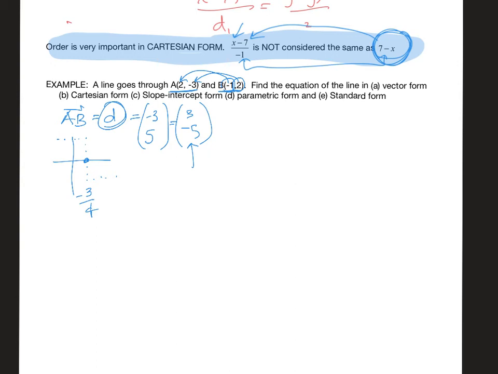Okay, so here we go. Let's do part A. Let's find the equation in vector form. So vector form looks like this. I need a starting point. Again, you can pick either one, either the -1, 2, or the 2, -3, does not matter, plus k times the direction vector. Okay, so that's vector form.